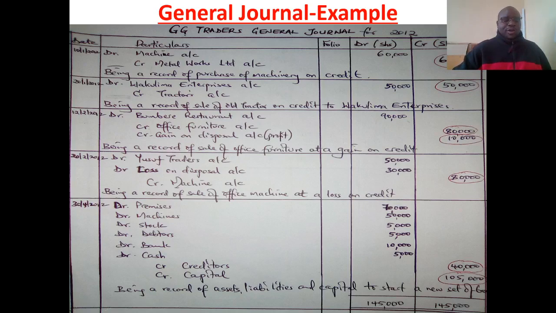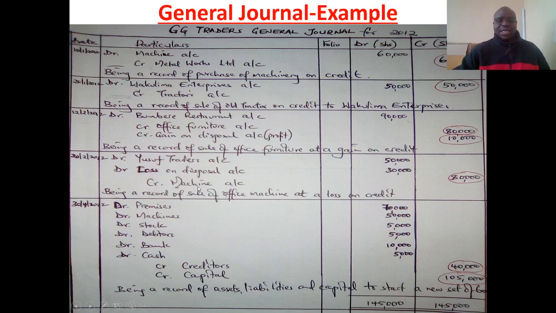Then on 20th of April, we sold an office machine at a loss on credit to Yusuf Traders. So Yusuf Traders gains a machine at 50,000, and we make a loss out of selling an 80,000 machine for 50,000, a loss of 30,000. So these are recorded on the debit side and this on the credit side.